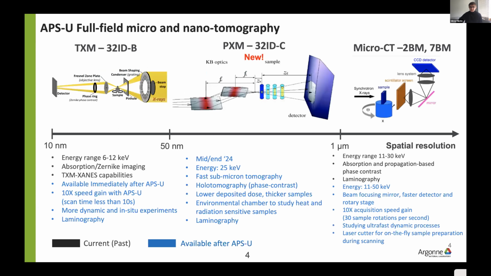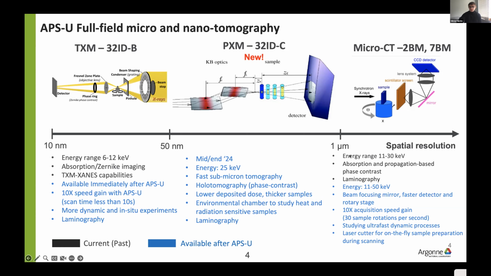Okay, you have already seen this slide today. These are our imaging group beamlines before and after the APS upgrade. You see that we cover the whole resolution range, from 10 nanometers up to 10 micrometers. For that we have 3 instruments. One instrument is the micro CT beamline at 2-BM, where we work with 1 micron resolution. After the APS upgrade, imaging at this beamline will be much faster. We also plan to do laser cutter on-the-fly sample preparation at this beamline.